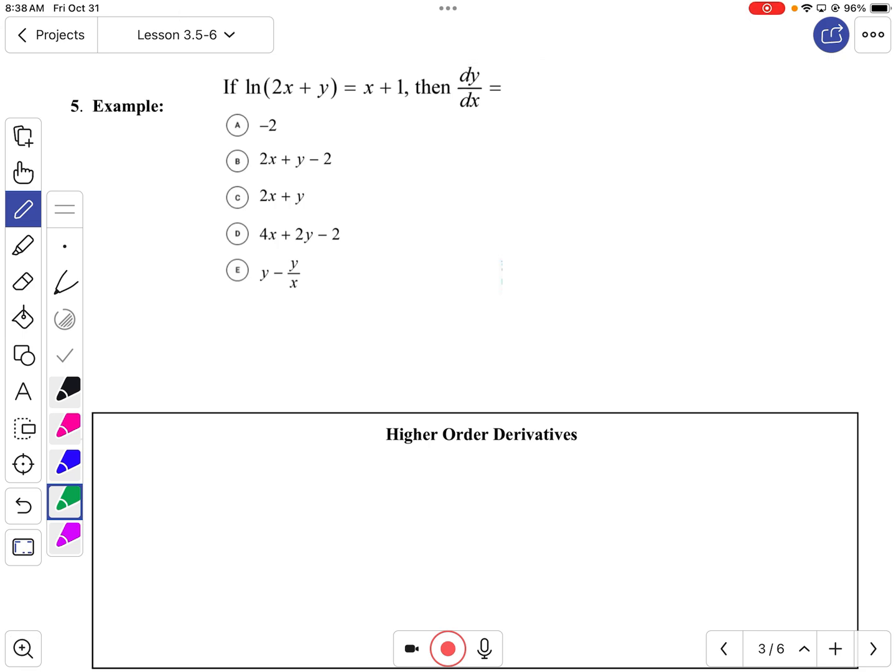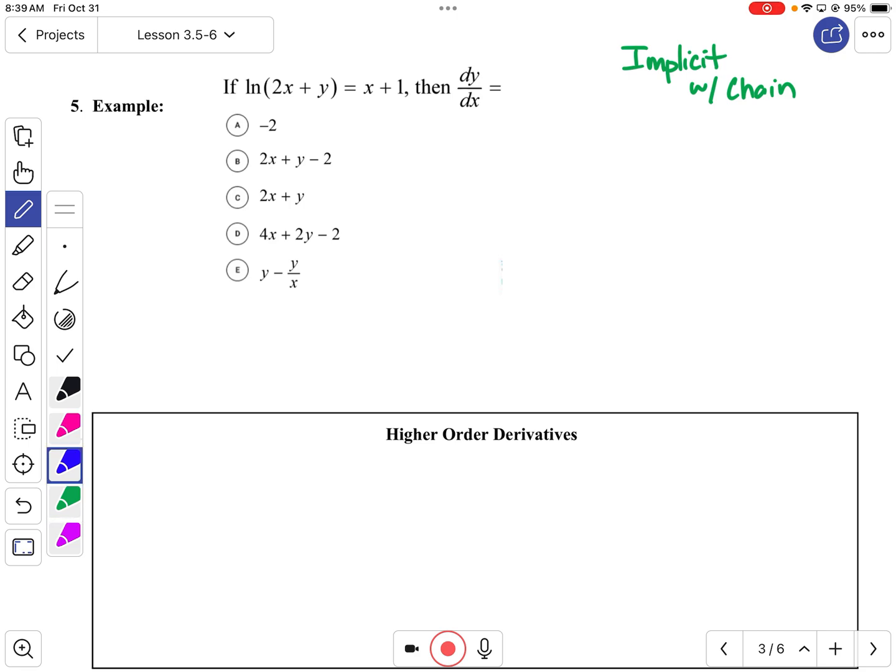All right, let's look at the next one. So if the ln of 2x plus y is equal to x plus 1, then dy dx equals, what method are we going to have to employ on this one? Chain rule for sure, okay? But what's different about this one? It's not just a normal everyday chain rule. Yeah, it's implicit, right? Because that 2x plus y is inside it's inside that ln, so we would use implicit with chain. So let's walk through that one, okay?